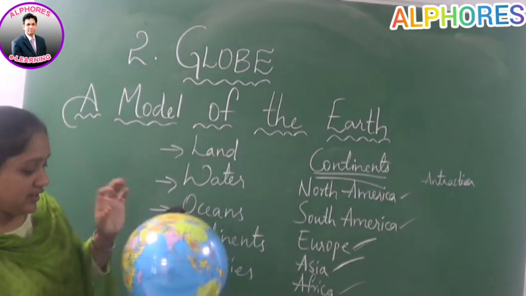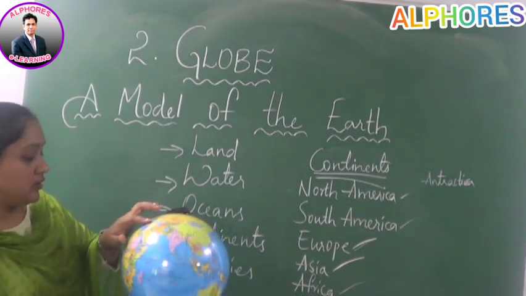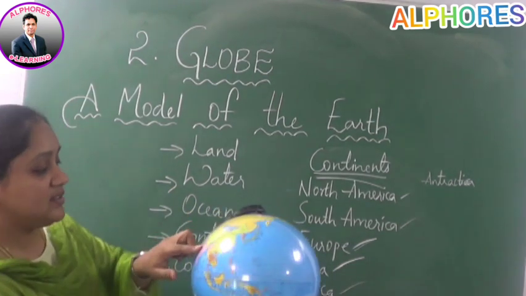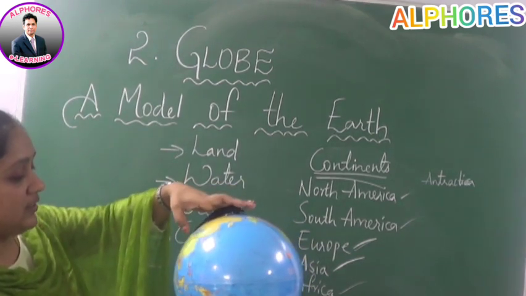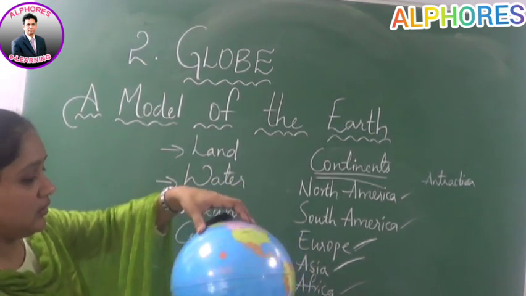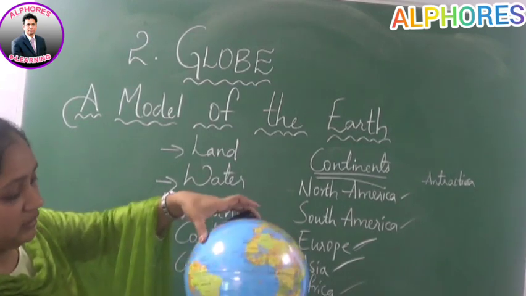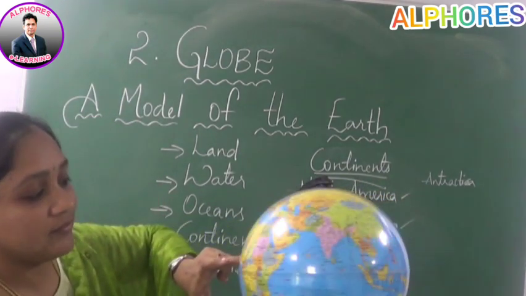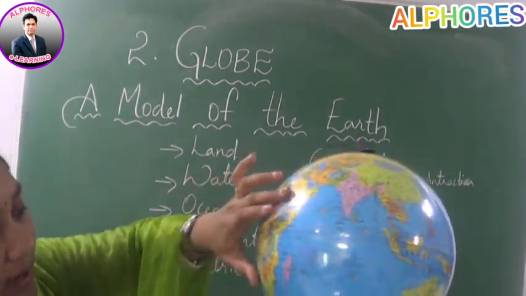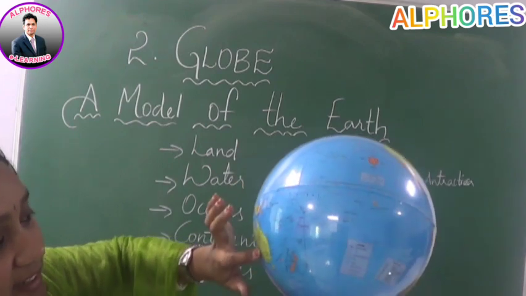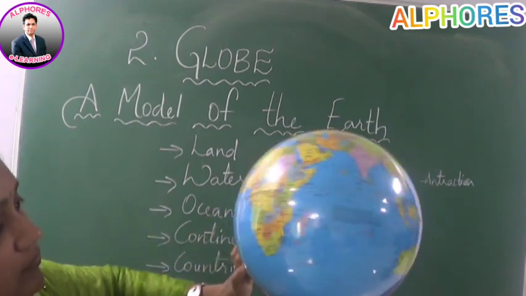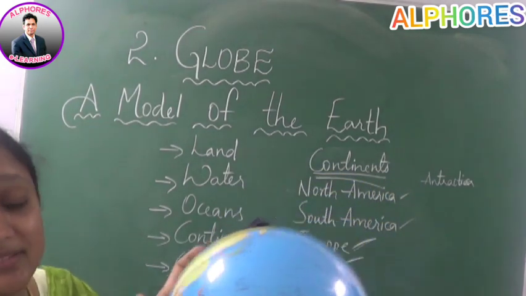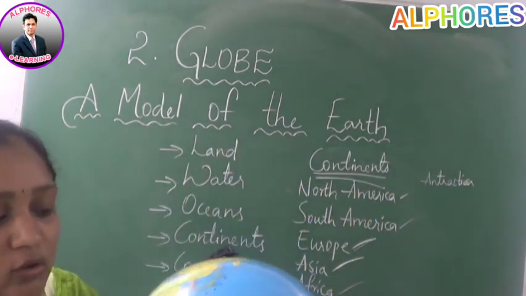Okay, so these are all the 7 continents that you can see over here. For example, children, I'll show you. This is Europe, the Africa, and this part comes under Asia. Yeah, this is North America, this is South America, okay, and the Antarctica is below Australia. So these are the 7 continents that we have and the 5 oceans.